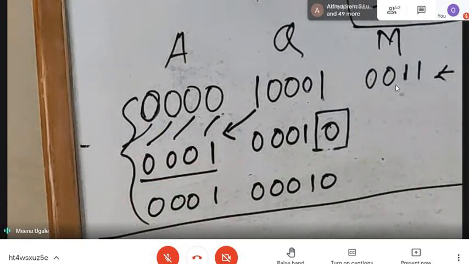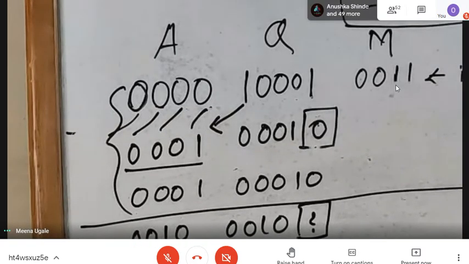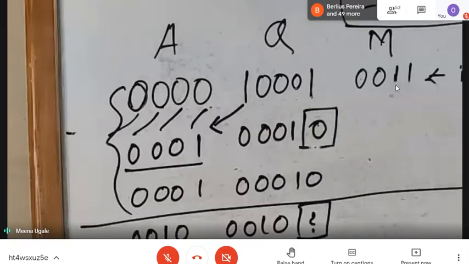Count will be decremented by 1. I will go back. What will you do in back? Now you have to shift this again. And then question mark. Now this value of A has come. Subtract M from this, A minus M. Getting or not? Understood or not? Yes, ma'am. Now you continue.